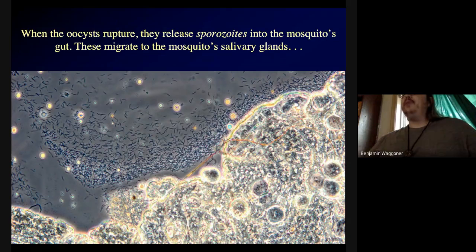And they've ruptured and they've released all of these small little crescent-shaped or banana-shaped things. Those are the sporozoites. That's the infective stage. And that stage migrates to the mosquito's salivary glands.